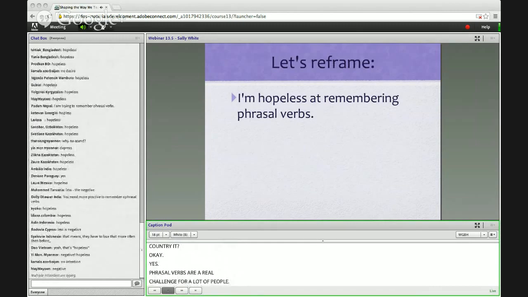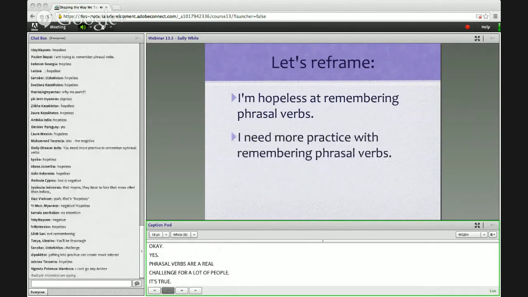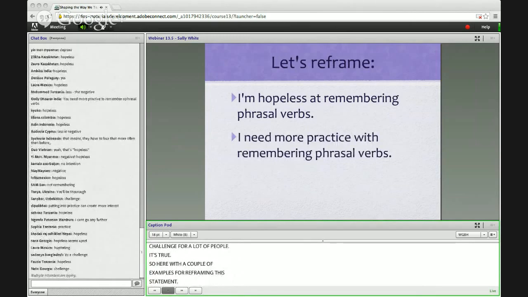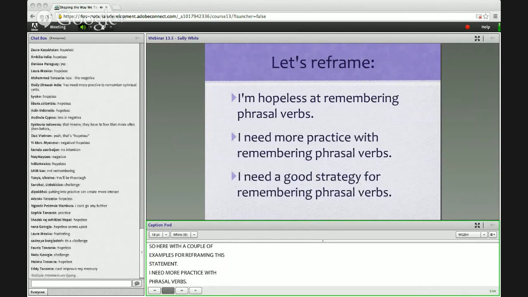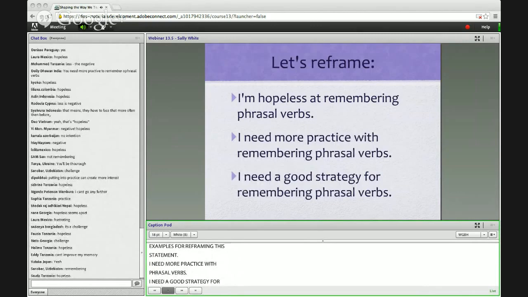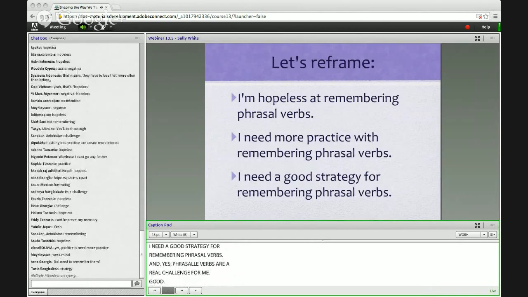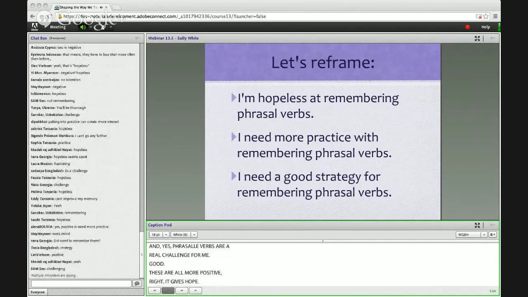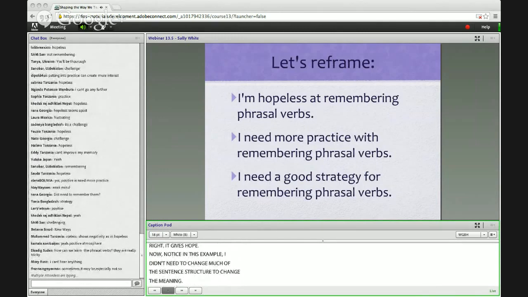So here are a couple of examples for reframing this statement. I need more practice with phrasal verbs. Okay, I need a good strategy for remembering phrasal verbs. And yes, phrasal verbs are a real challenge for me. Good, these are all more positive, right? It gives hope. Now, notice for this example, I didn't need to change much of the sentence structure to change the meaning. When you're reframing, think about the ideas behind the sentence rather than focusing on the grammar.